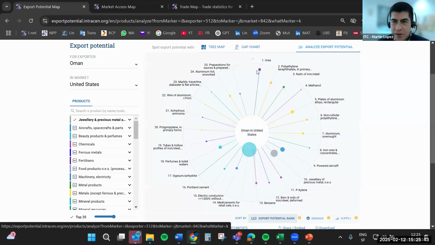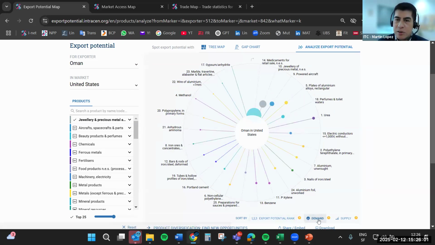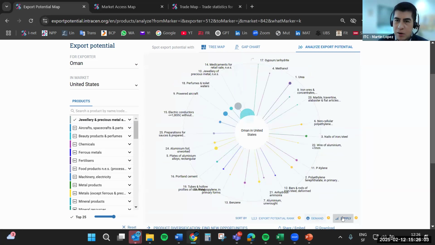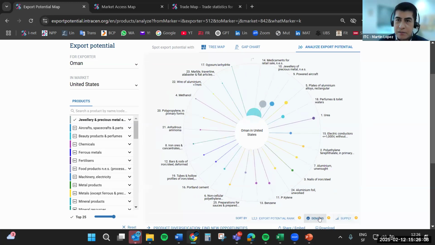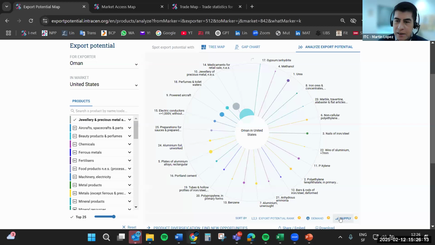There is also another thing that we should observe, and that is the bubbles. You see big bubbles, small bubbles. What does the bubble size stand for? The bubble size indicates the demand for that specific product in this market, the United States. Remember that this analysis is bilateral. By the way, we can rank these countries and products as we wish, according to different criteria. Right now, I'm ranking this by demand. We can also rank this by supply capacity.